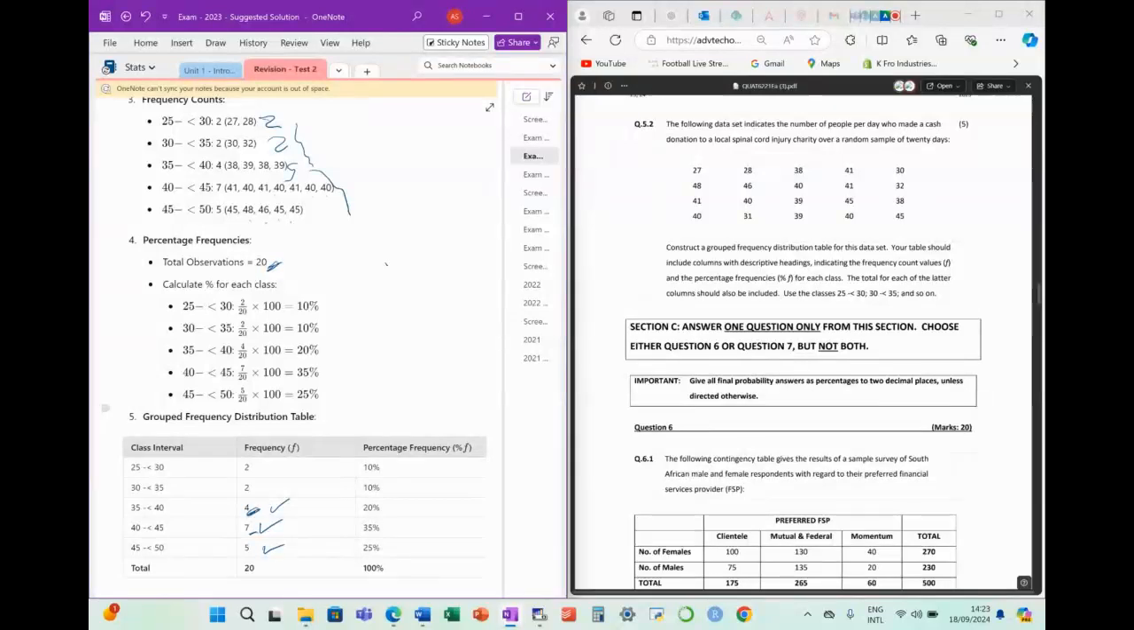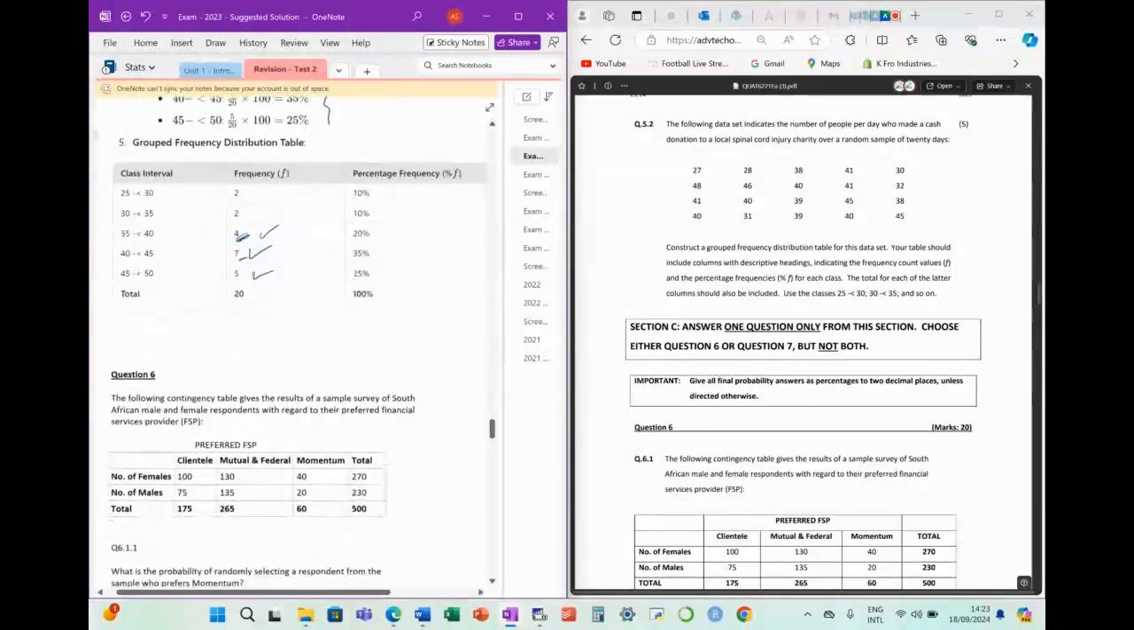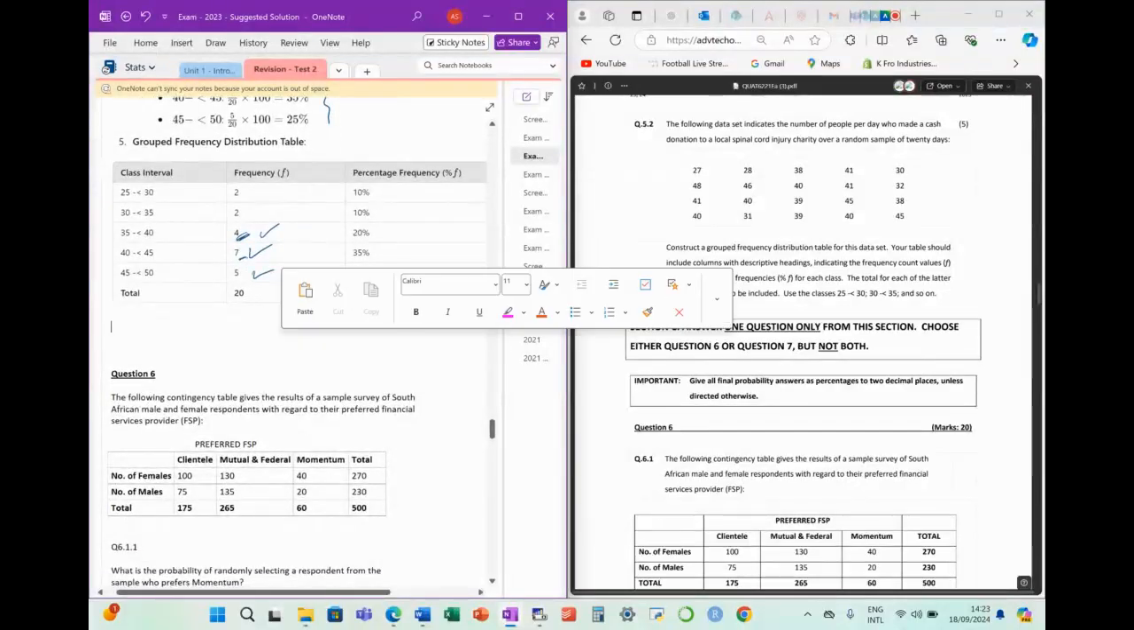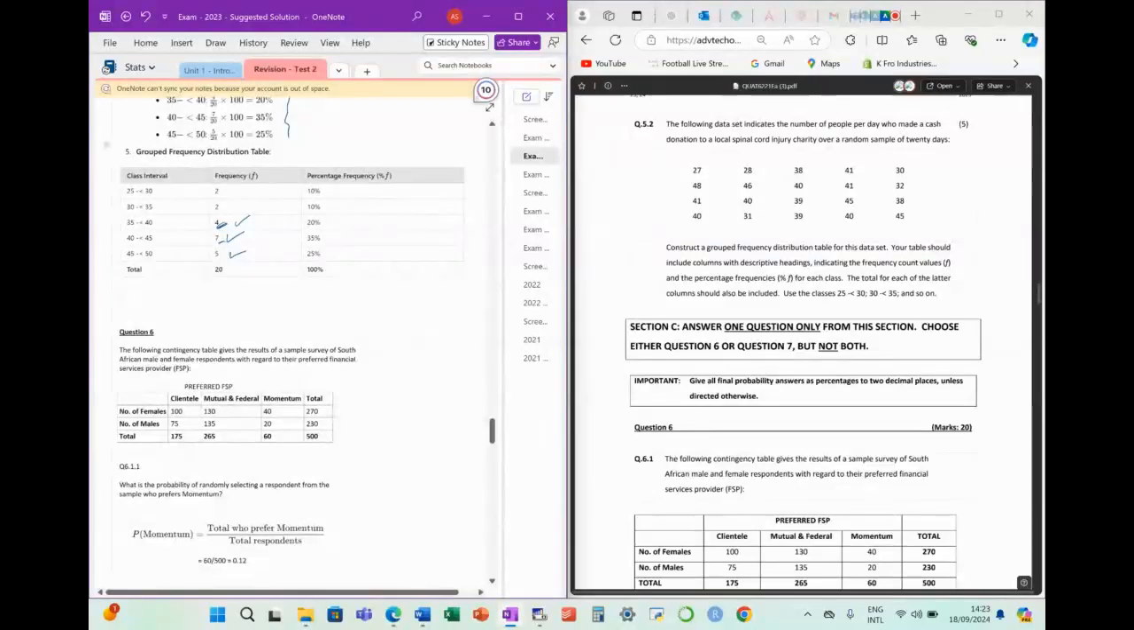Okay, so everything is in order there, and then obviously just calculating the percentages, which you can see they've done over here. So literally we have 2 out of 20. You guys know how to do that. We've been doing that since primary, right? Percentages. So it's fine. I just want to take a moment to really have a look at that. There's your group frequency distribution table.